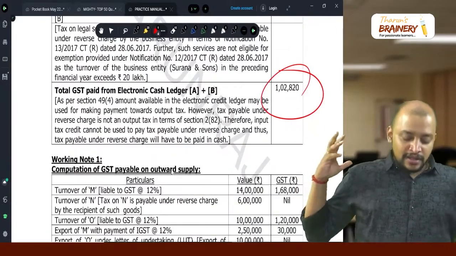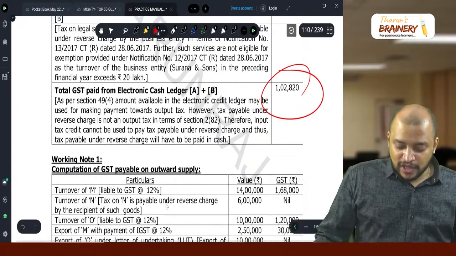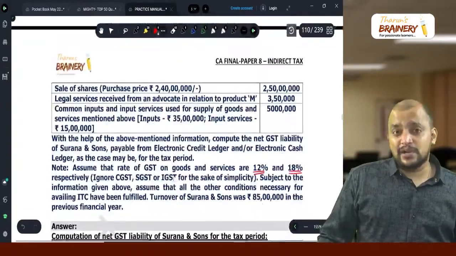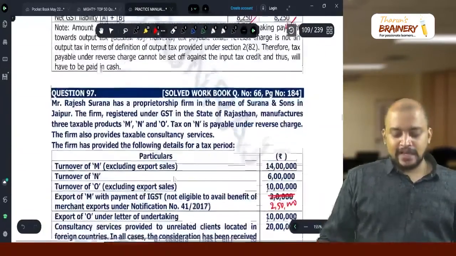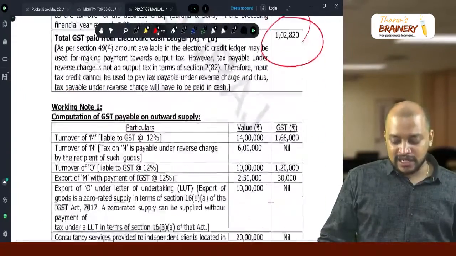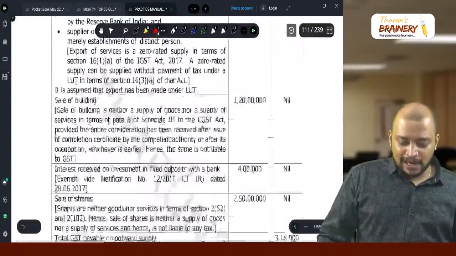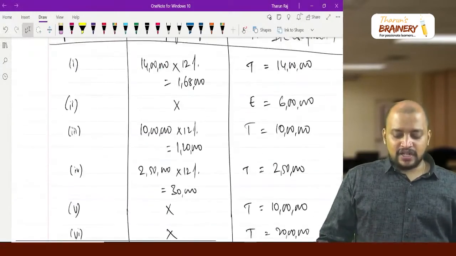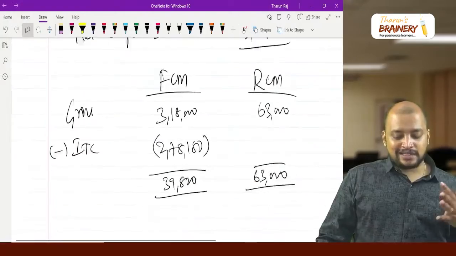Got it? So that is with respect to this question. Mainly this question is on exempted supplies. The answer is 1,02,820. If you prepare a table like this, then it will be easy for us to arrive at the answer.